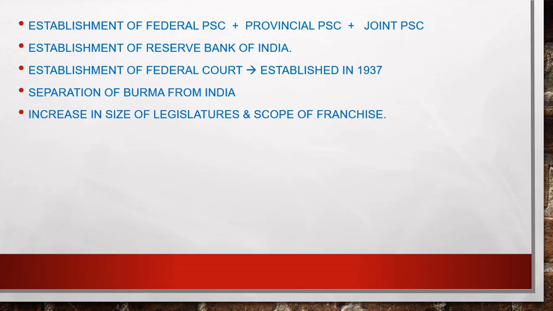Now this act also increased the scope of franchise. Now what does it mean, scope of franchise? It means that now voting right was provided to more number of people. Earlier voting right was provided to very few people, but now voting right was provided to more people. And according to the act of 1935, 10% of Indian people got the voting right.